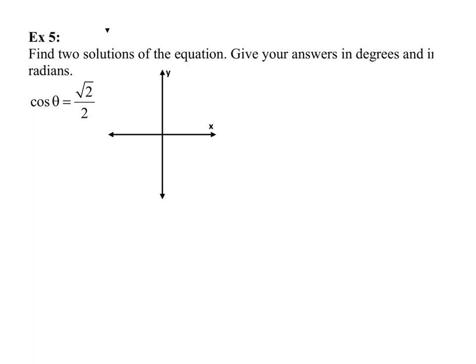Find two solutions of the equation. Give your answer in degrees and in radians. Okay, how do we get two solutions? Well, first of all, we have adjacent over hypotenuse. And hypotenuse is always positive, so that must mean adjacent's positive. Now, they don't tell you what quadrant you're in here. So, in what quadrants is adjacent positive? Well, it would be quadrant 1. It'll also be in quadrant 4. And adjacent is square root of 2. And hypotenuse is 2.